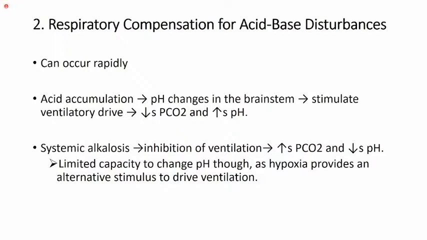So how does this happen exactly? If you've got acid accumulation within the body, these pH changes will be detected by the brainstem. So the brainstem detects that the pH now is 7.2. It begins to stimulate the ventilatory drive. So you start hyperventilating, and so you're clearing out or blowing out CO2.